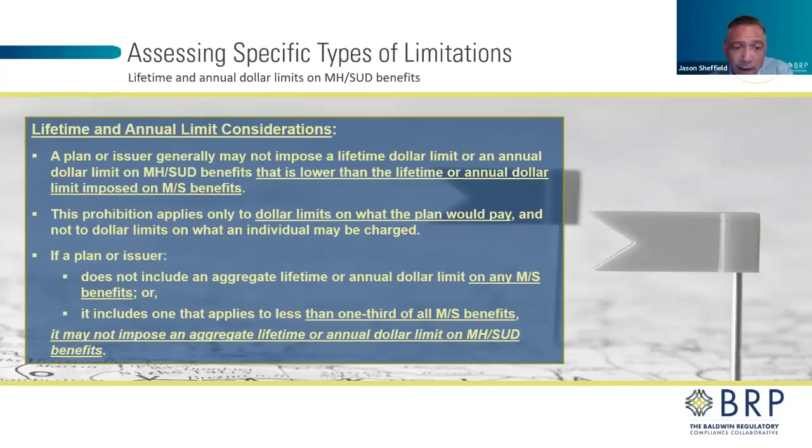If a plan or issuer does not include an aggregate lifetime or annual dollar limit on any medical surgical benefits, so if you don't have anything on medical surgical at all with respect to aggregate lifetime or annual dollar limits, but it includes at least one that applies to no less than one third of all medical surgical benefits, it may not impose an aggregate lifetime or annual dollar limit respecting its mental health and substance use disorder benefits. So that's kind of like the base rule there, and then you build up from that rule. Next slide, please.